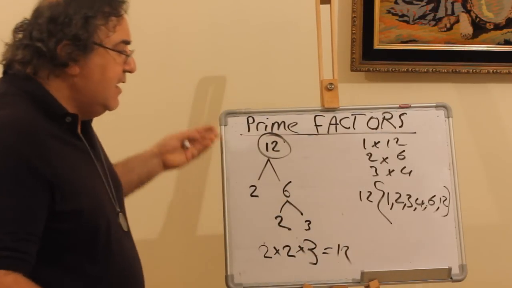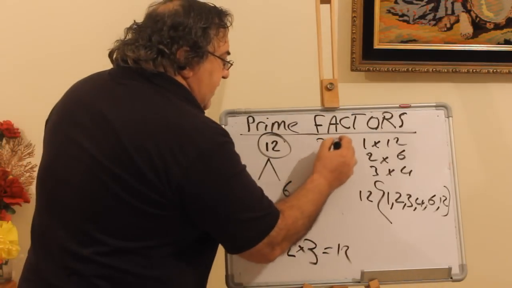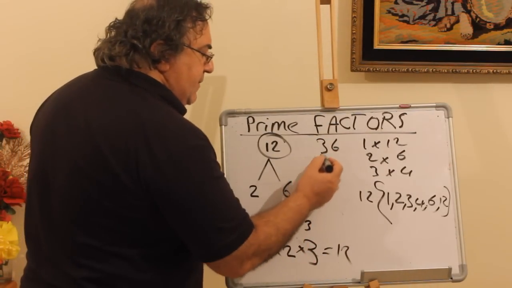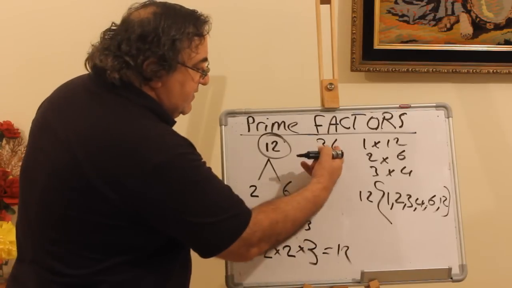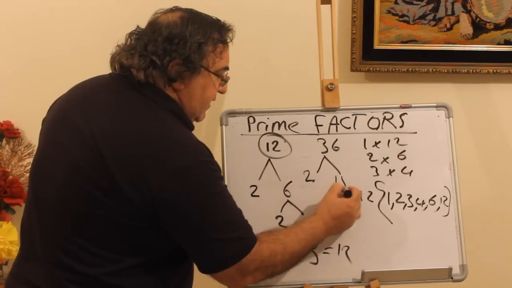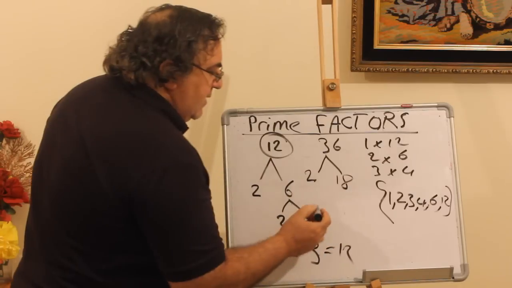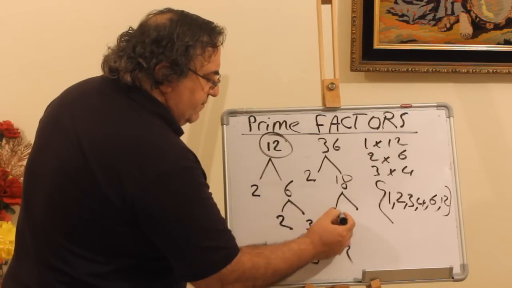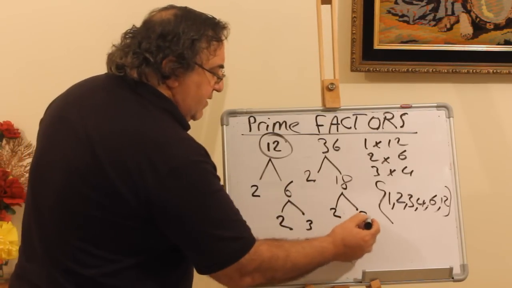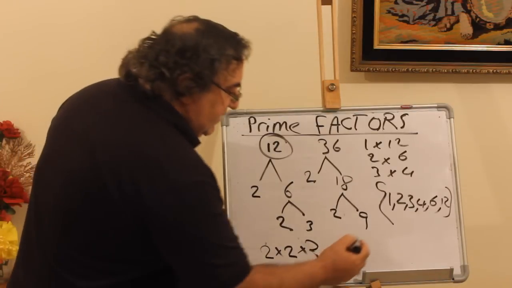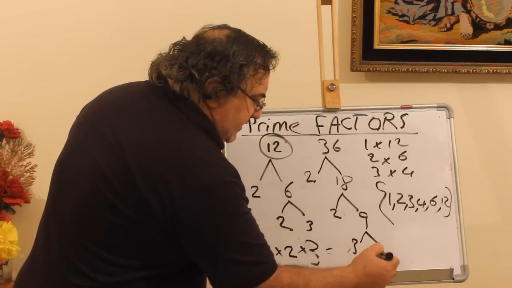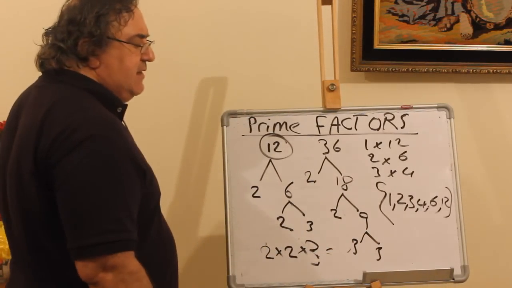So prime factors, let's go for 36, for example. What are the prime factors of 36? I start with 2 because this is even. So 2 gives 18. After 18, I go for 2 again, which gives 9. Now 9 is not divisible by 2, so I go for the next one, which is 3. So 9 divided by 3 gives 3, and let's stop here because the last one is a prime number.